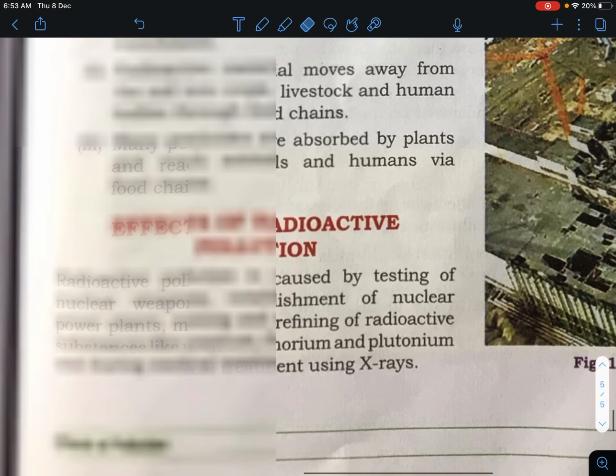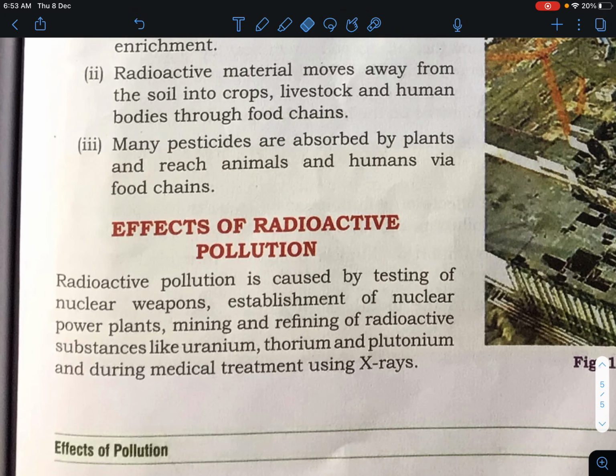Now this is our last topic, the effects of radioactive pollution. What are the sources of radioactive pollution? Radioactive pollution is basically caused by testing of nuclear weapons, establishment of nuclear power plants, mining and refining of radioactive substances like uranium, thorium, and plutonium, and during medical treatment using X-rays.